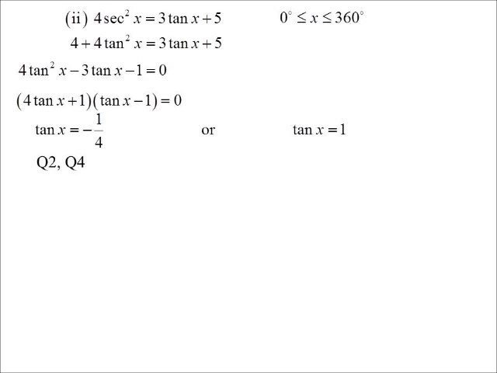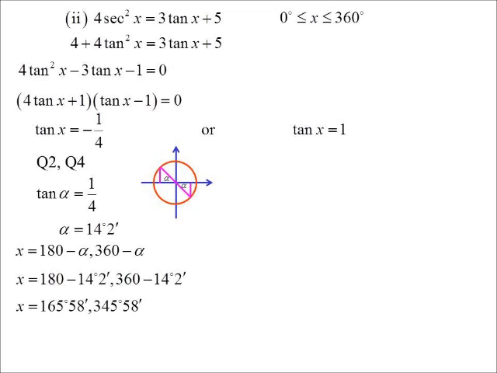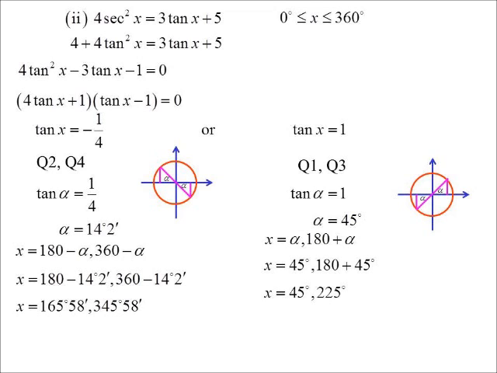So for my first one, quadrant 2 or quadrant 4, the acute angle is 14 degrees 2, and then that gives me 2 answers for that part of the solution. But I've got another part of the solution, tan x equals 1. That's one of our exact values, actually. Tan of 45 is 1, isn't it? So x would be, in the first quadrant, 45. But in the third quadrant we would have 225. So combining both sets of solutions together, I like to put them in order because it just looks nicer.